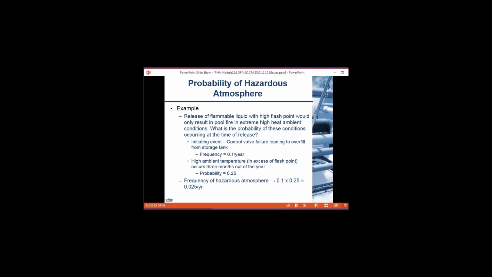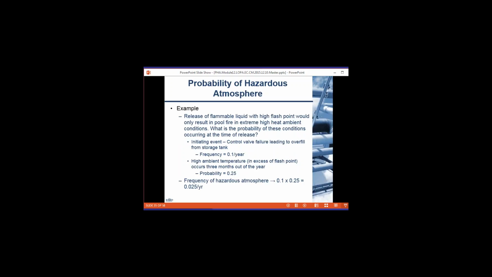Furthermore, this is an example, just a quick example I wanted to put in there. This is release of a flammable liquid with a high flash point. The only time this is going to result in a pool fire is under extreme high heat conditions. So once again, we're only looking at perhaps summer months, or when the heat is high enough where we can actually get ignition of the flammable liquid. So what is the probability of these conditions occurring at the time of release?